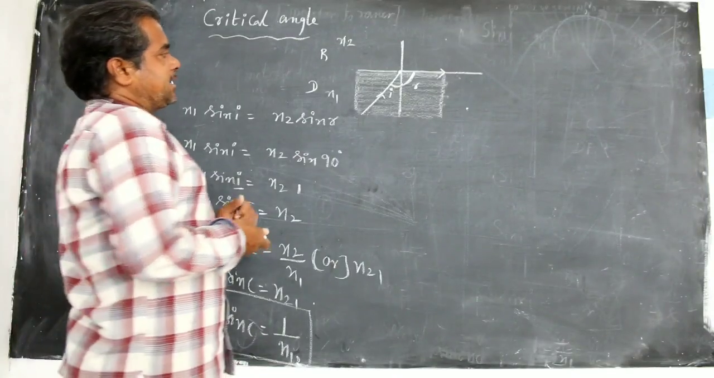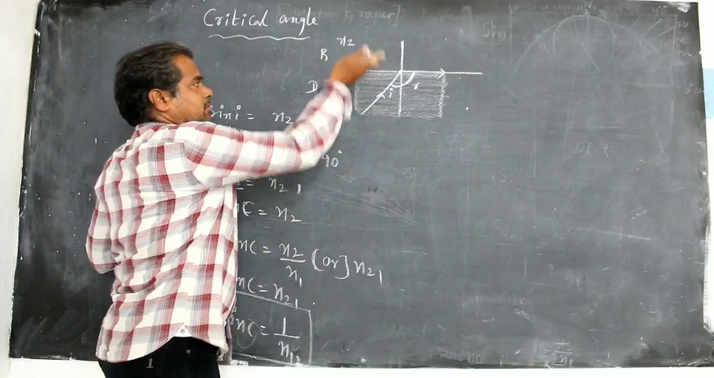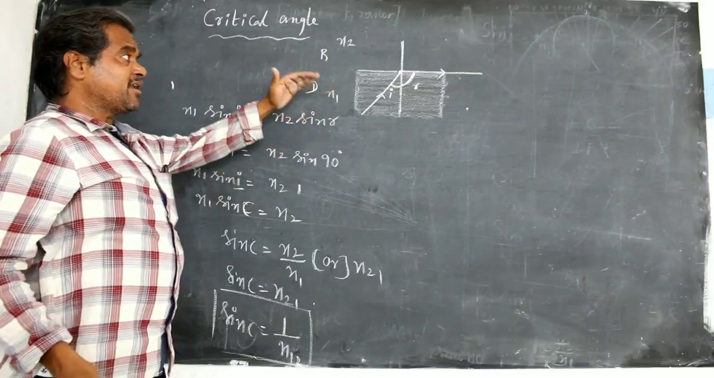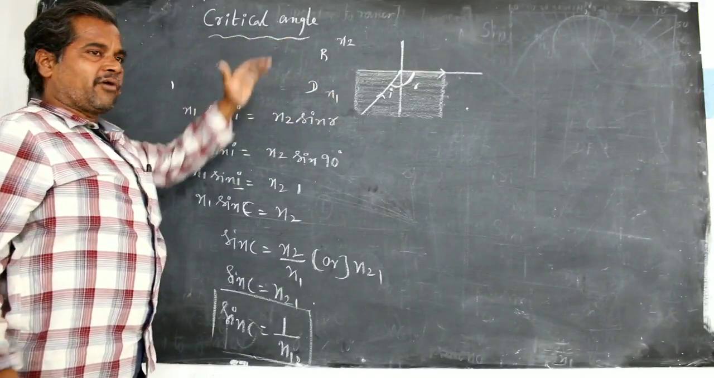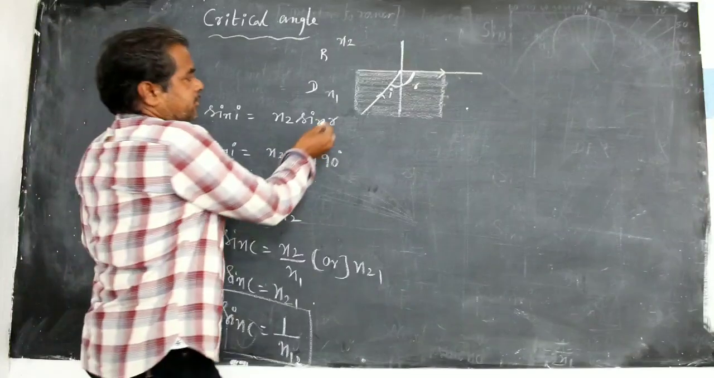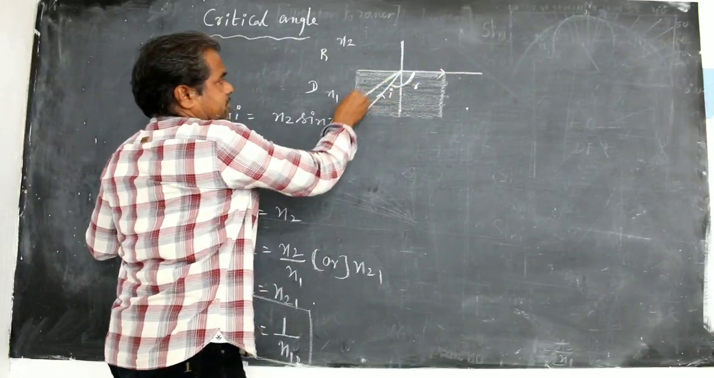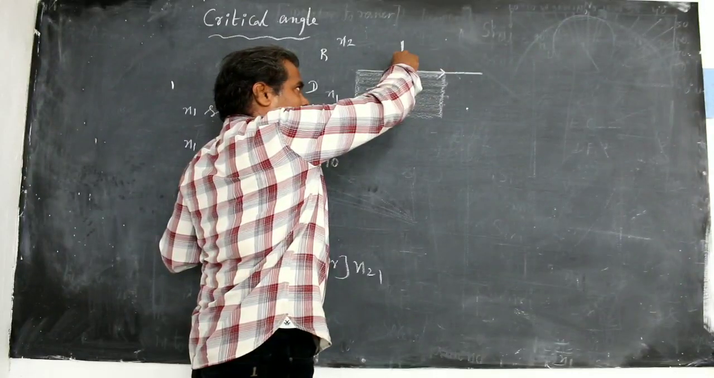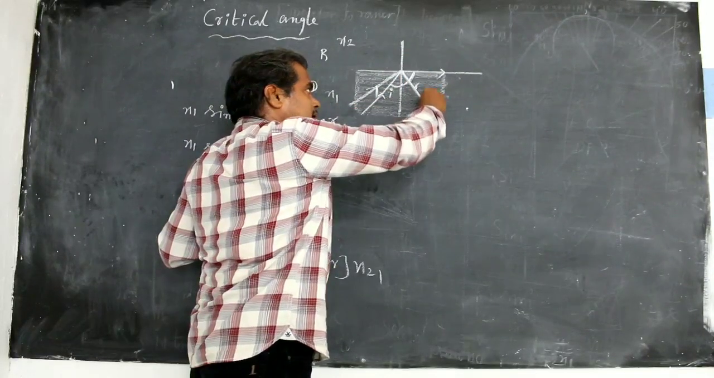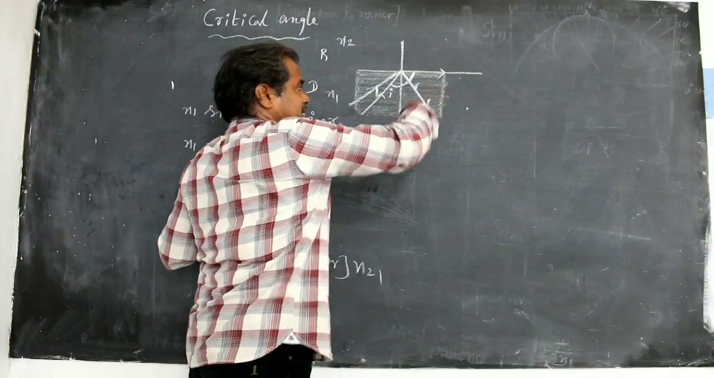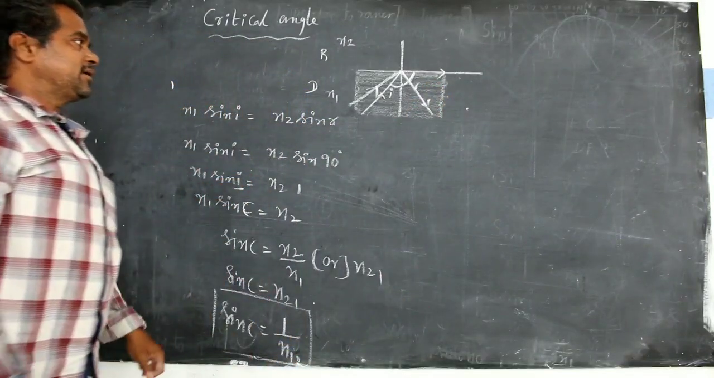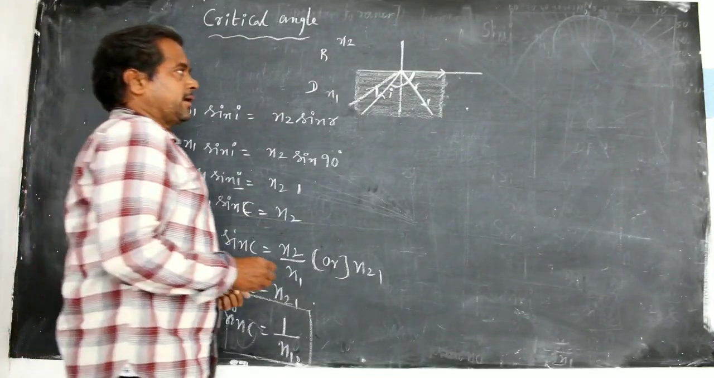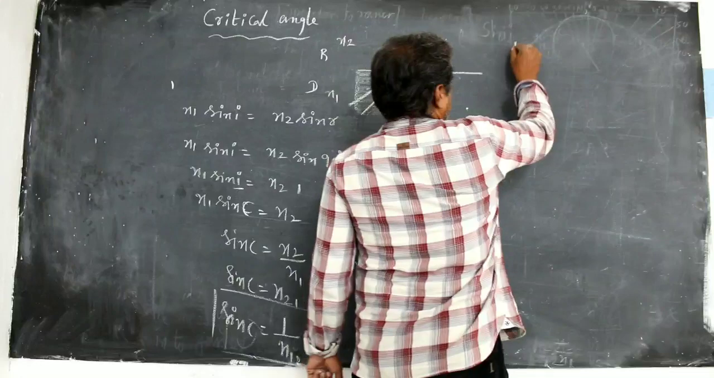If any light ray which travels from denser to rarer with more than critical angle value, other than the corresponding refracted ray, reflects into the denser medium, reverses into the same denser medium. This phenomenon is called total internal reflection.